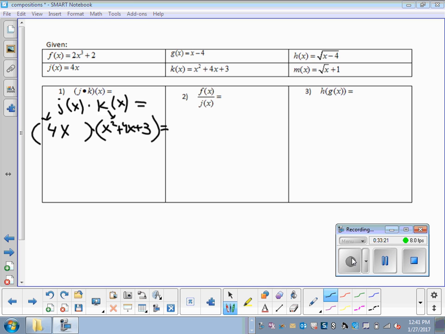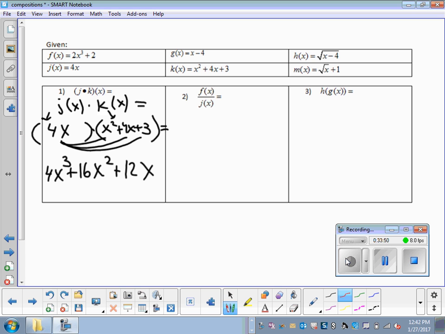Okay, so now, how do I simplify this? All I need to do is distribute, because the first is a monomial, so I just distribute. 4x is multiplied by every single term within that large parenthesis. So it's 4x cubed plus 16x squared plus 12x. I'm done. So this is easier. The new function is just a polynomial, a cubic trinomial.